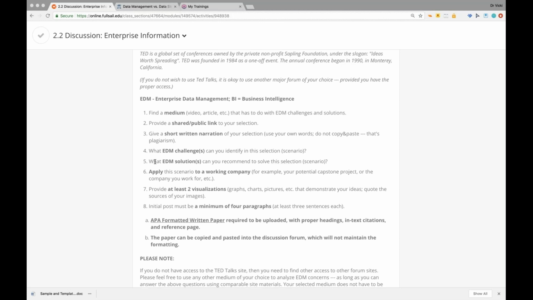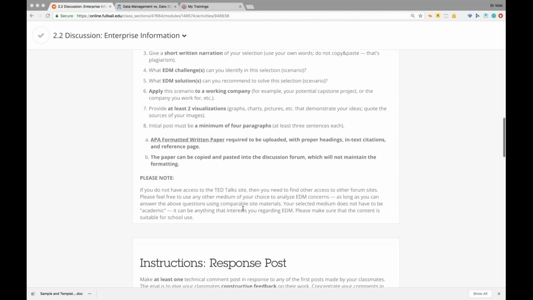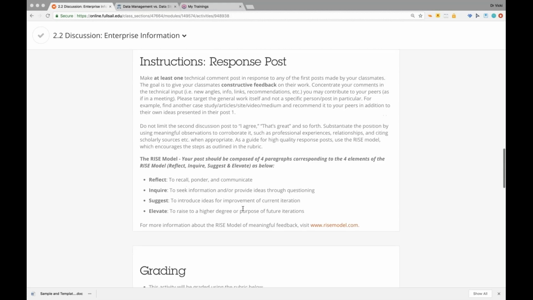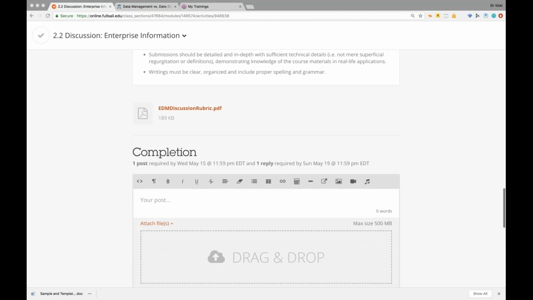Another heading would be EDM solutions. What can you think of to recommend to solve the challenges? And then apply this scenario to a working company, for example, the company that you're going to use as your capstone project. And again, provide at least 2 visualizations and quote the source of your images. In APA, the citation is beneath the image. The initial post must be a minimum of 4 paragraphs with 3 sentences and headings, same as before. Then the response post is due on Sunday.